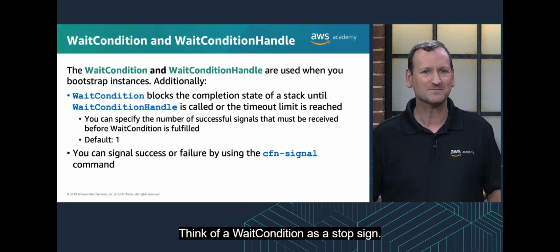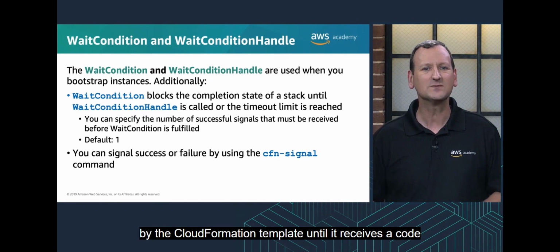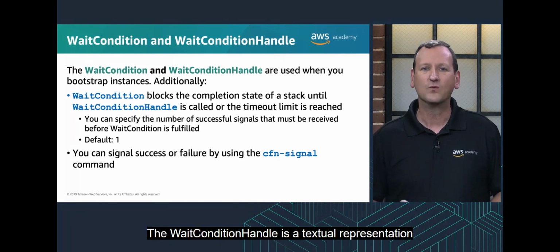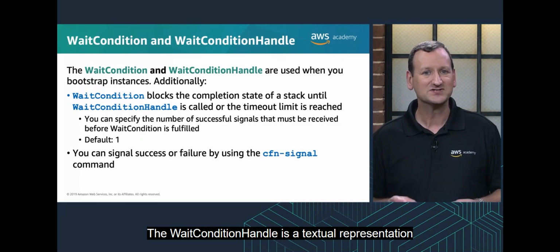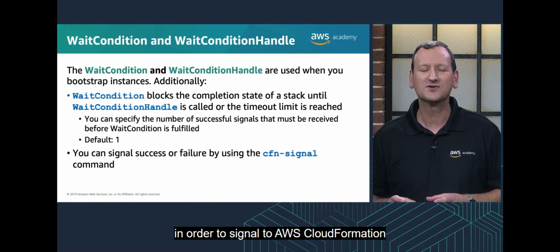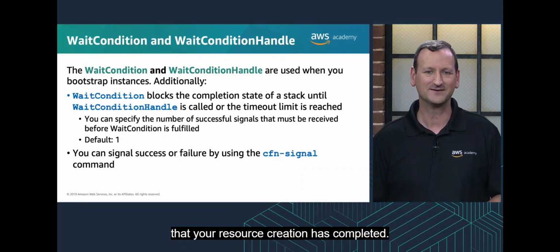Think of a wait condition as a stop sign. It prevents your resource from being marked as complete by the CloudFormation template until it receives a code that resource creation is finished. The wait condition handle is a textual representation of the wait condition in your script in order to signal to AWS CloudFormation that your resource creation has completed.